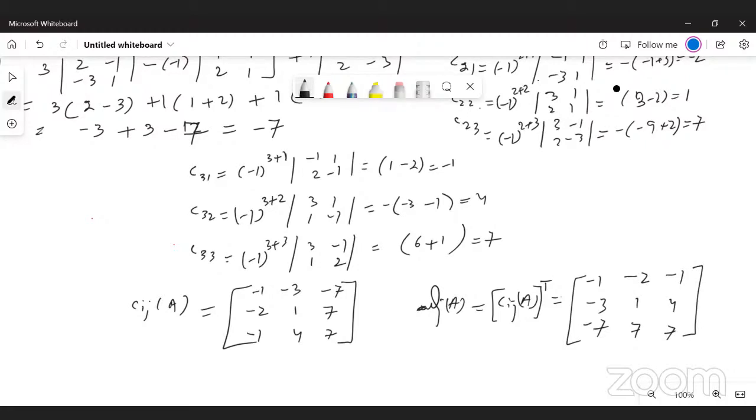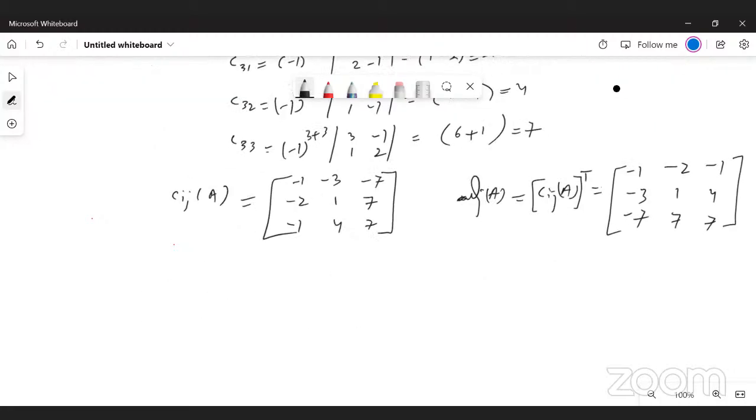So the adjoint is found. After the adjoint, the next step is the inverse. A inverse is calculated as adjoint of A divided by determinant of A. So the adjoint is -1, -2, -1. Then it becomes -3, 1 and 4. It becomes -7, 7 and 7.